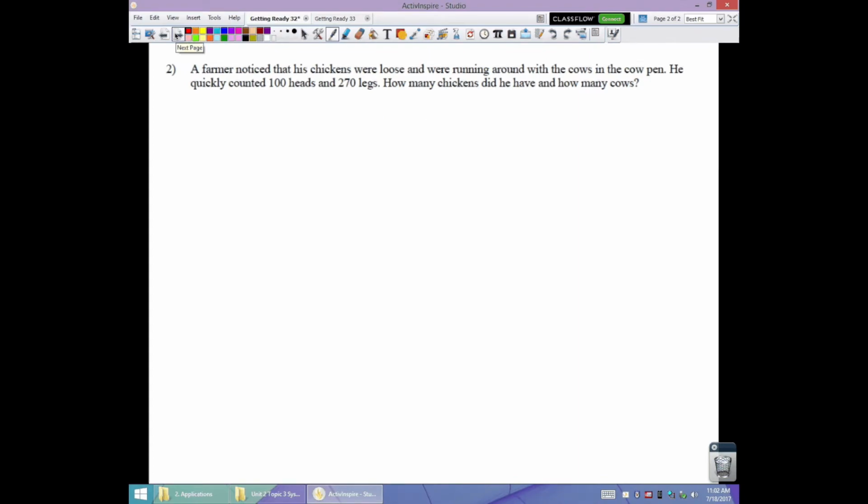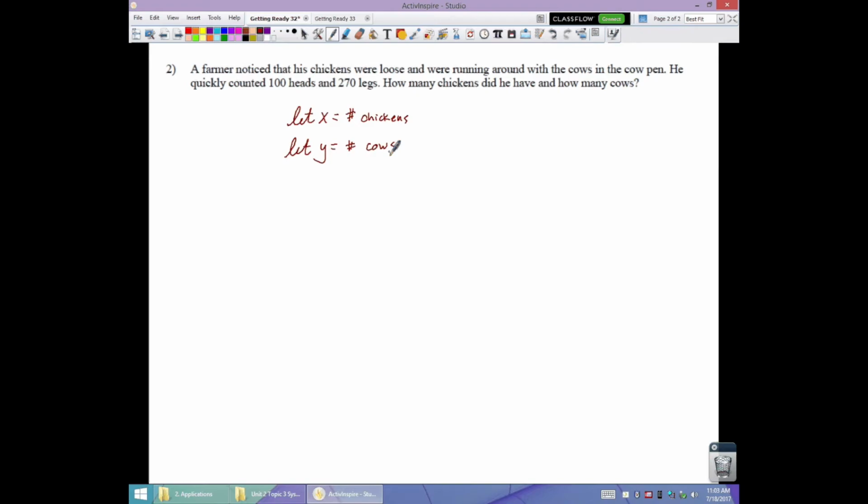Okay, number 2. A farmer noticed his chickens were loose and were running around with the cows in the cow pen. He quickly counted 100 heads and 270 legs. So how many chickens did he have and how many cows? So again, first we need our let statements. We are asked to find 2 unknown amounts, and they are the number of chickens and the number of cows.